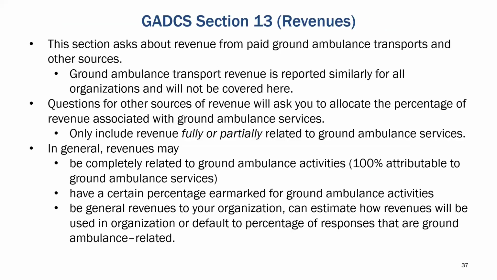We now turn to section 13. This section asks your organization to report revenues. In general, ground ambulance revenues are reported similarly across public safety and other types of organizations. However, some of the questions in this section do ask you to report the percent of the revenue category attributable to ground ambulance services using the method of your choosing. So we will address these questions in more detail.